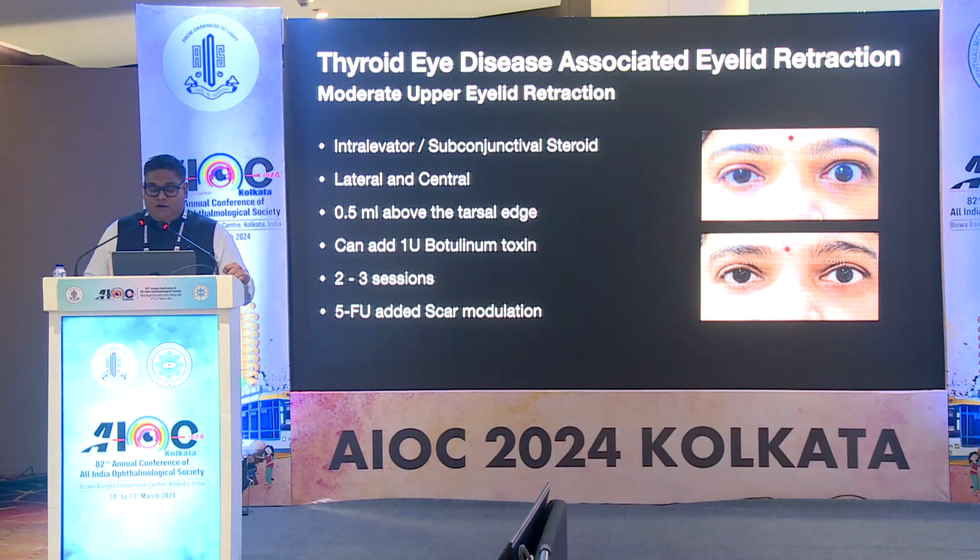Only thing is that in moderate disease, again, like burnt out lid retraction, it takes 2 or 3 injections, and I prefer to add 5-FU in all these cases. So it's 0.5 cc of triamcinolone and 0.5 cc of 5-FU, and then inject 0.5 cc of this mixture.